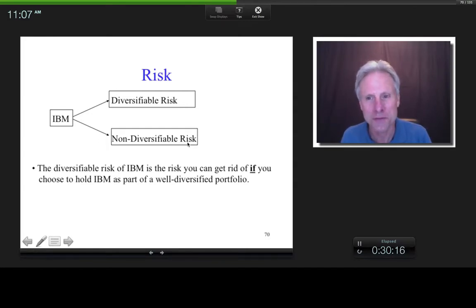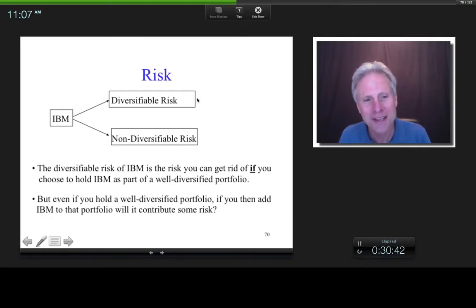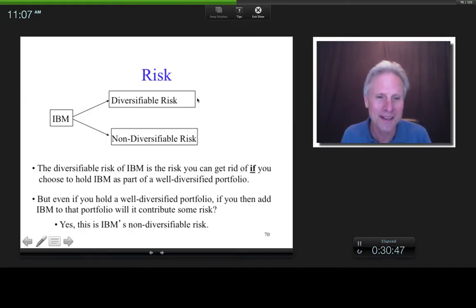is its non-diversifiable risk. So you can get rid of this stuff. In our example, holding IBM just by itself, I made up 10 risk units. And by the time we added it to the whole market, we still contributed 3 risk units, and we were able to get rid of 7 risk units, which would be the equivalent of the diversifiable risk. Again, I'm just making up this notion of risk units. We'll be more specific later on. So even when you hold a well-diversified portfolio, you're still contributing some risk, and that would be IBM's non-diversifiable risk.